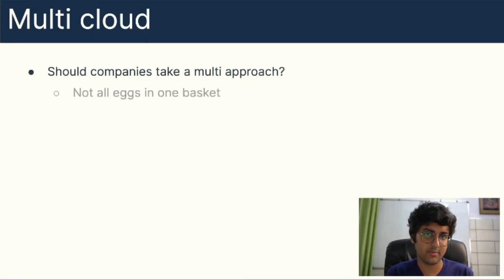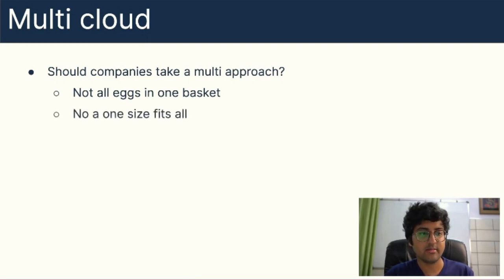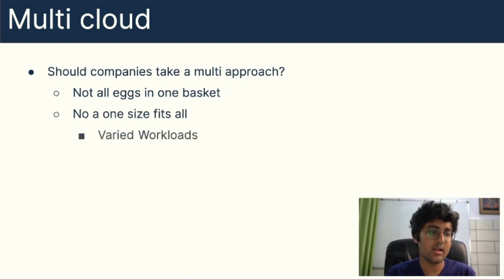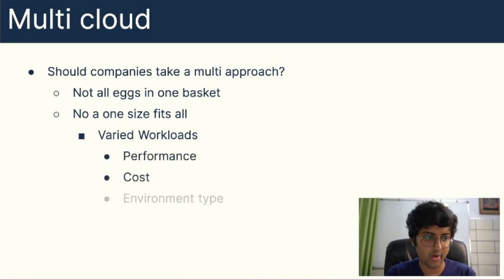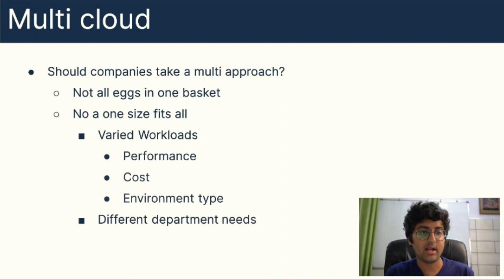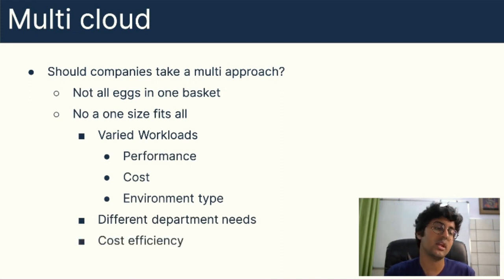So we talk about multi-cloud, should companies even consider a multiple approach, or why should we do that? First point is, don't put all your eggs in one basket, and there's no one size that fits all, because there are varied workloads, and we talked about it in the previous slides. We talk about performance, cost, environment type, and various departments may have different needs, cost efficiency and all these other things. So you should definitely consider a multi-cloud approach is what this slide basically recommends.